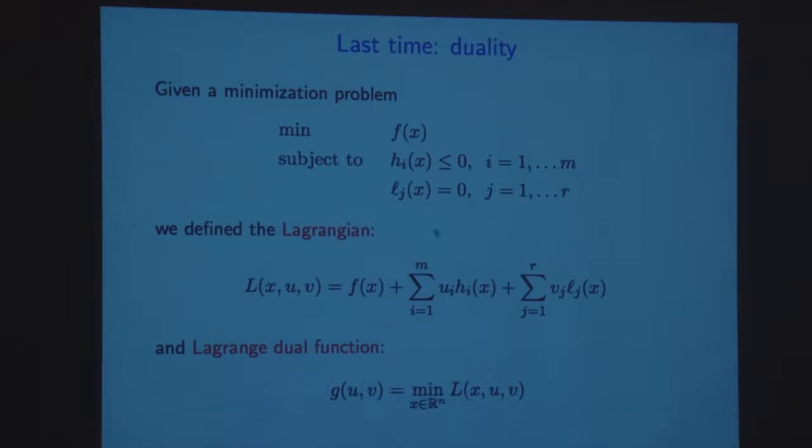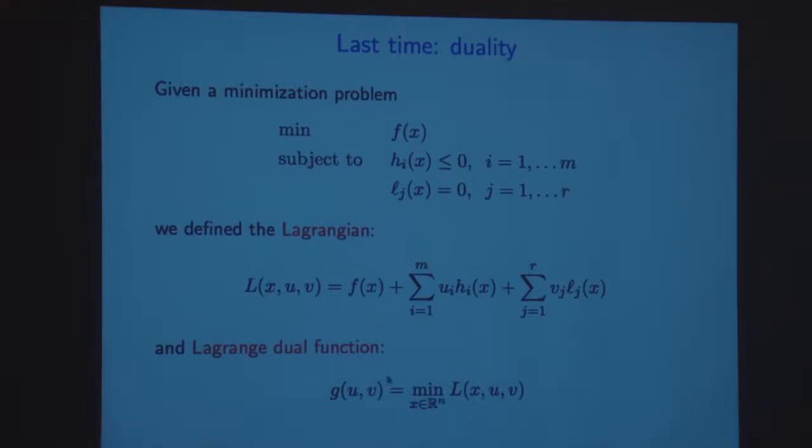And we added the linear combination of ui times hi of x and vj times lj of x summed up over all the constraints. We added that to f. That formed the Lagrangian. It's a function of three variables, x, which is our original optimization variable, which we call the primal variable, and the dual variables u and v. And we have the constraint here that u has to be non-negative. It's an implicit constraint when we form this Lagrangian.